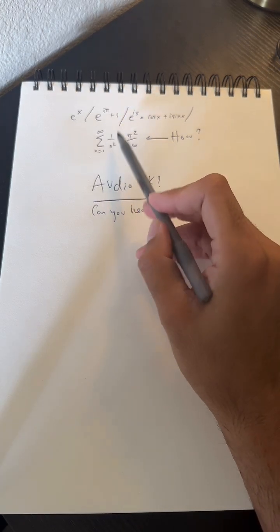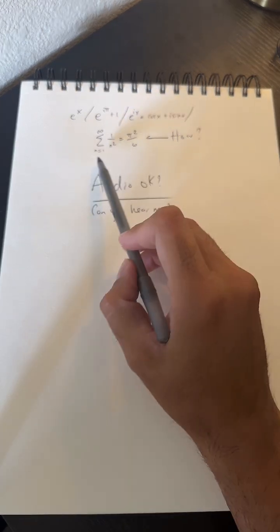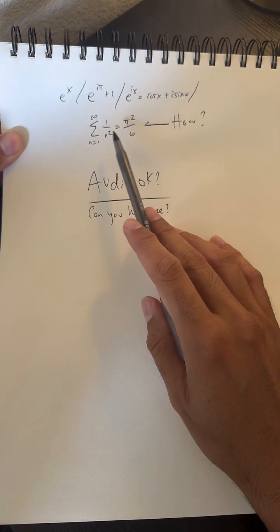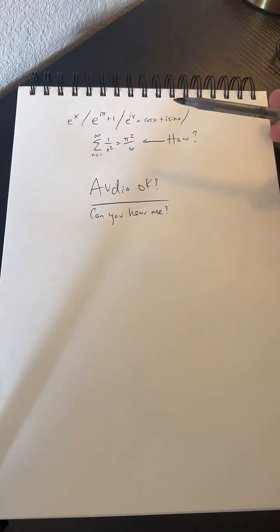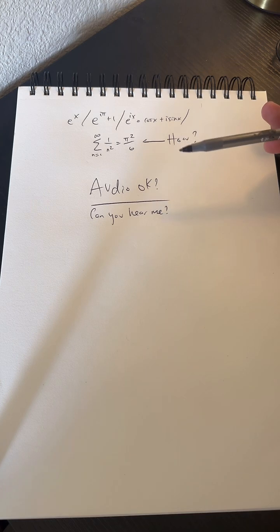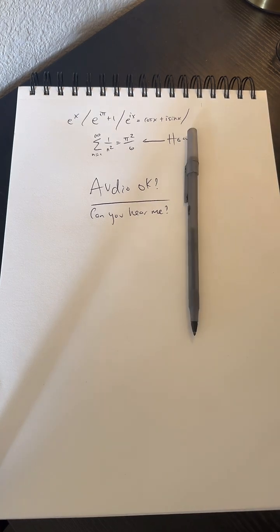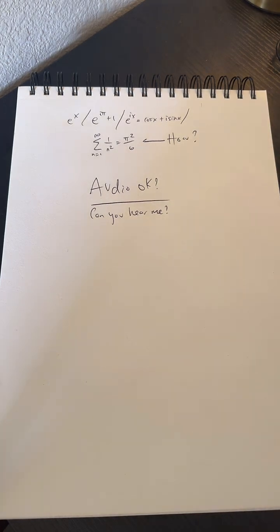Today I made a post on Instagram about the Basel problem. This summation of 1 over n squared, as n goes from 1 to infinity, equals pi squared over 6. So I'm going to talk about that.